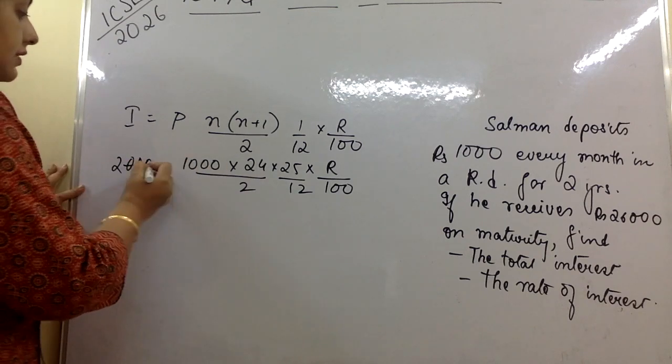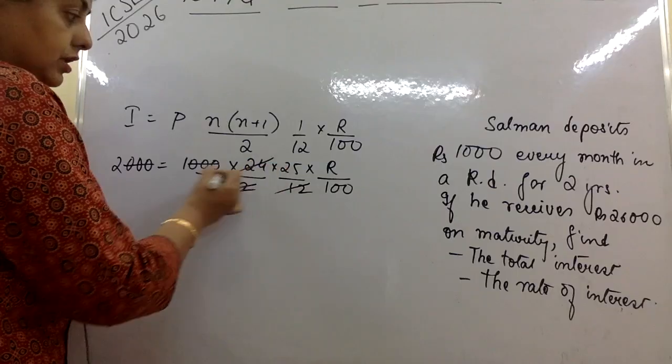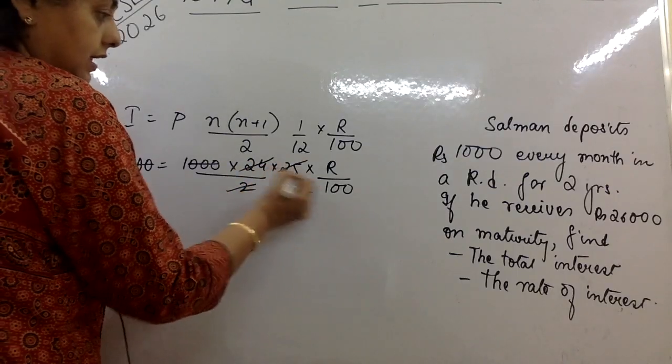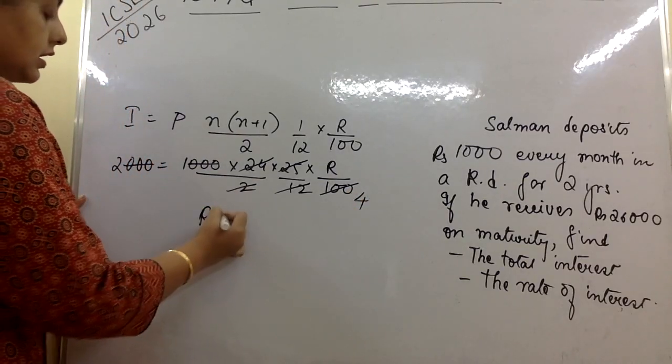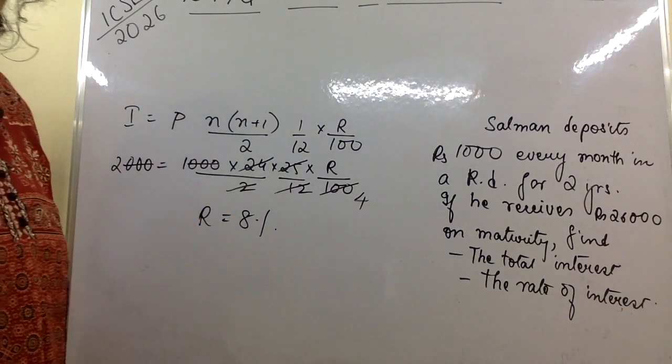Okay, let me cancel 3 zeros out. This 12 and 2 with the 24, 25, and I can do this. So the rate is clearly 8%. The rate is 8%.